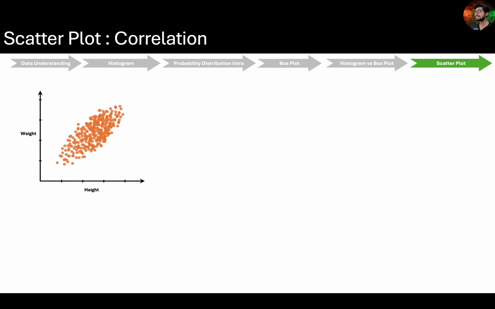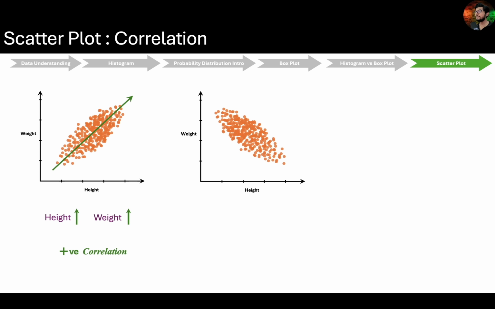For instance, in this scatter plot, we observe a general trend. That is, as height increases, weight tends to increase as well. And when a relationship like this is visible, we describe it as a positive correlation between height and weight. Conversely, if height increases but weight decreases, we would say there is a negative correlation between height and weight.